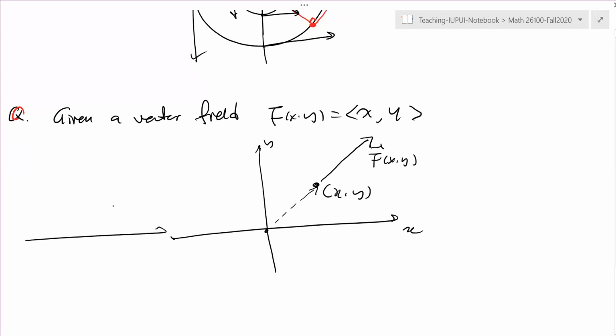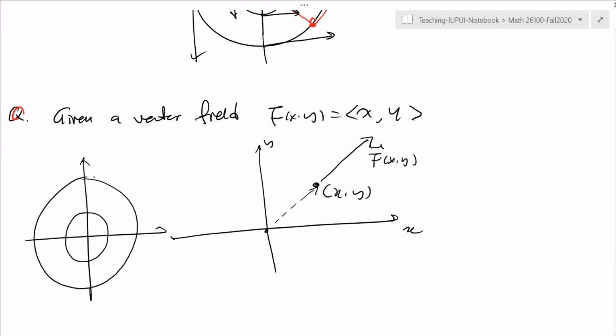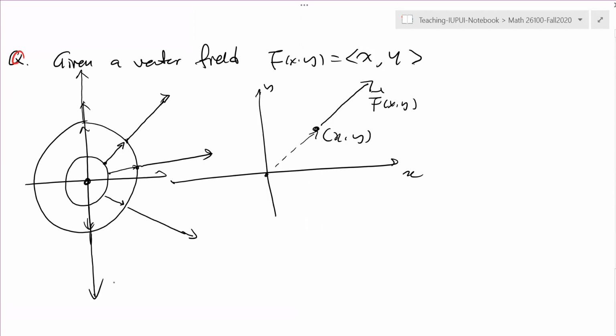Then you will see that this is always in the same direction, right? If I draw the circle here, at this point this is a vector, and at that point the vector is getting longer. So you will see they're all going out from the center.